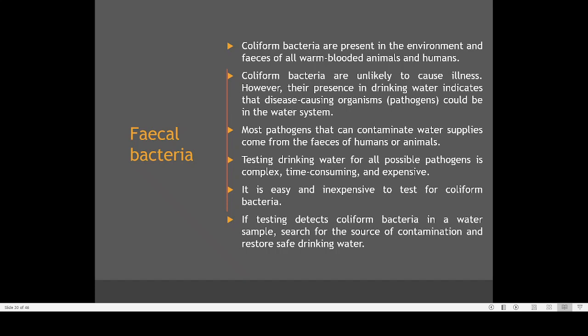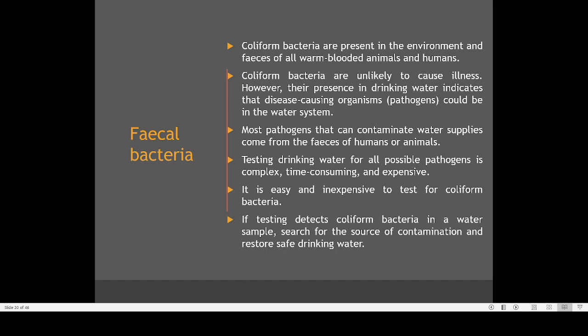Testing drinking water for all possible pathogens is complex, time-consuming and expensive. So the importance of E. coli is that we are not going to check the water for the presence of all the bacteria. It is an expensive process. One easier way is testing for E. coli. If E. coli is present, we will assume that this water contains bacteria. If the E. coli bacteria is present, then normally other sorts of bacteria can also be present, and that means this water is not safe for drinking. So that is the idea of the presence of E. coli.